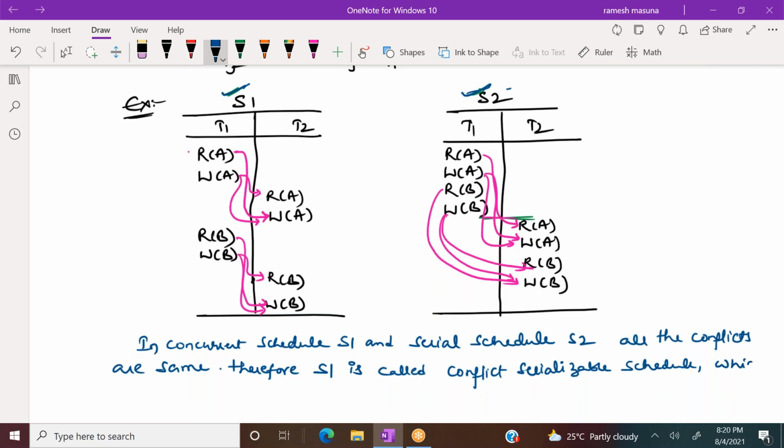schedule, which is equivalent to serial schedule S2, T1 to T2. What is S2? T1 to T2 serial schedule. It means S1 is ensuring consistency because it is equivalent to S2, and S2 is also ensuring consistency. This is how consistency is to be verified for the concurrent schedules.